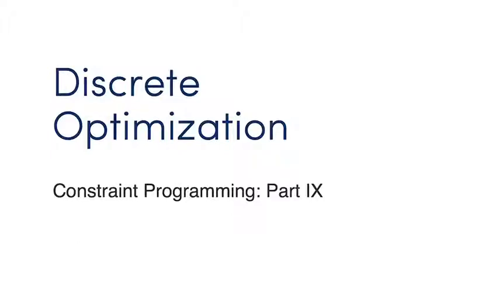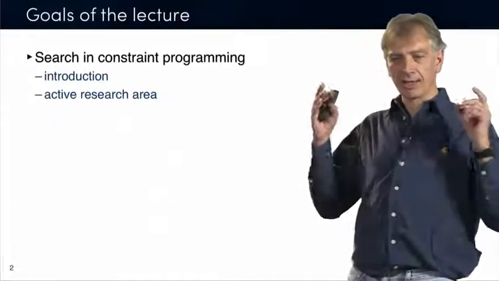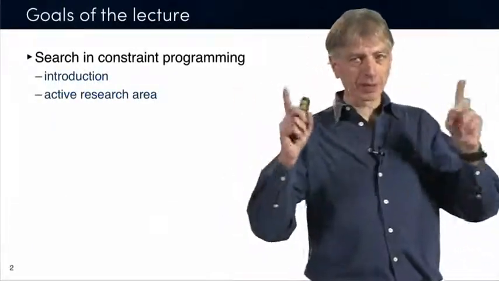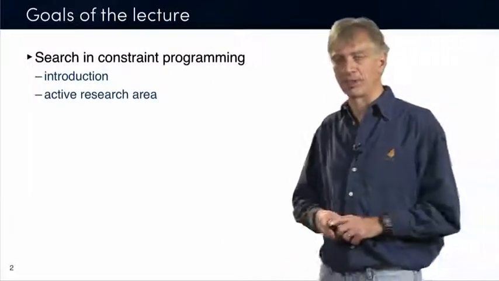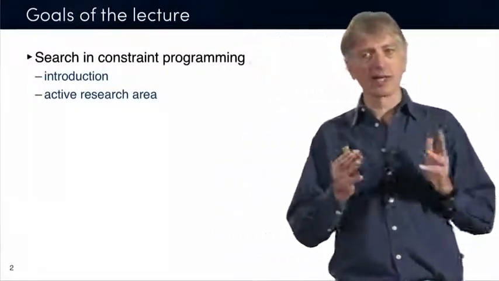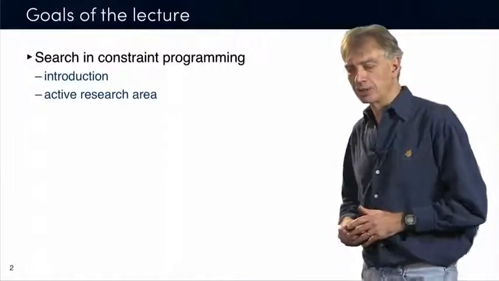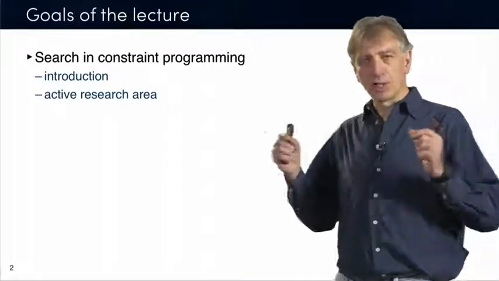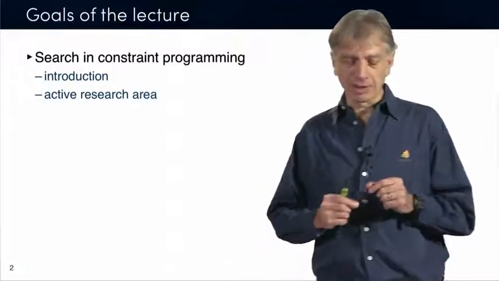Discrete optimization, the last lecture on constraint programming. One of the things that I told you at the beginning is that there are two aspects which are really critical in a constraint programming system. One of them is constraint propagation, and we spent a lot of time looking at that in the past lectures. The other one is search, and that's what we're going to talk about in the next two lectures.